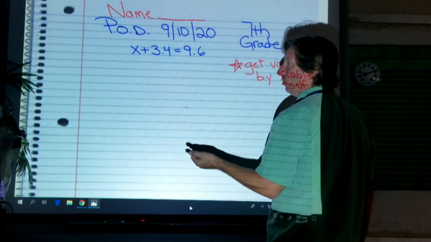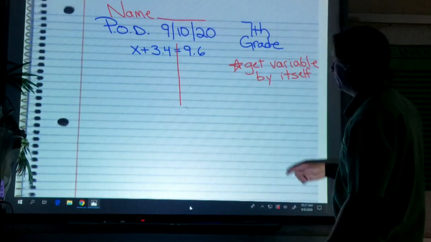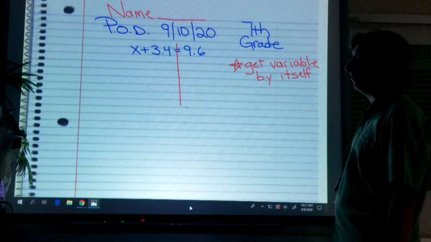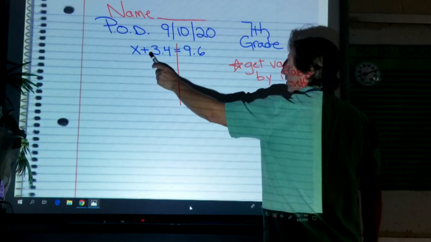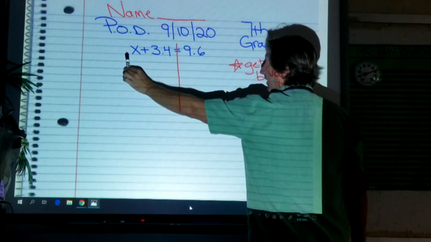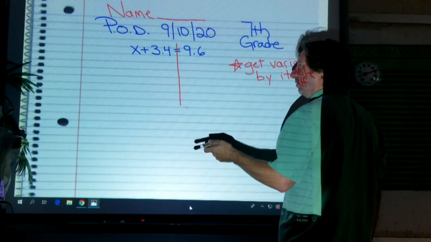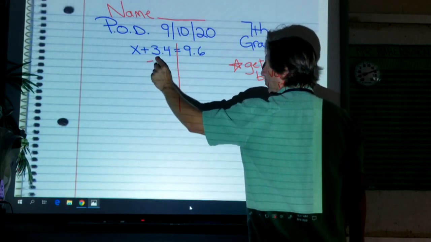First thing I showed you, and should be in your notes, is to draw the line. And then I forgot to tell you this part yesterday. Your goal is always to get your variable by itself. We know the variable is this letter, so we want to get rid of this plus 3.4. On this side, we want to get the variable by itself. So we always do what's called the inverse operation, which means the opposite. The opposite of plus is minus 3.4.